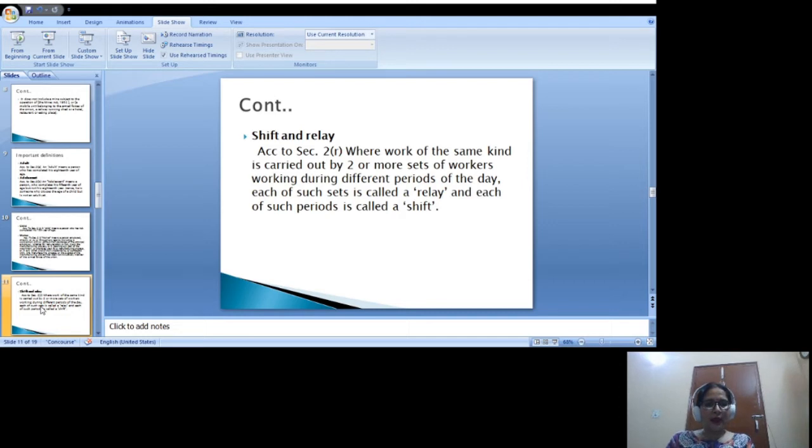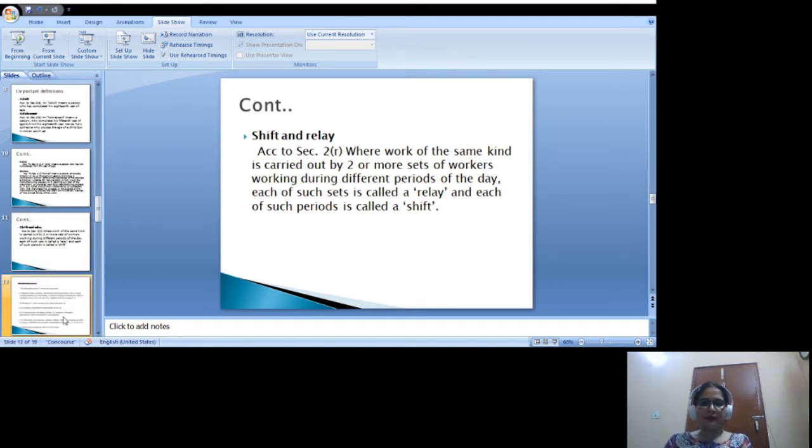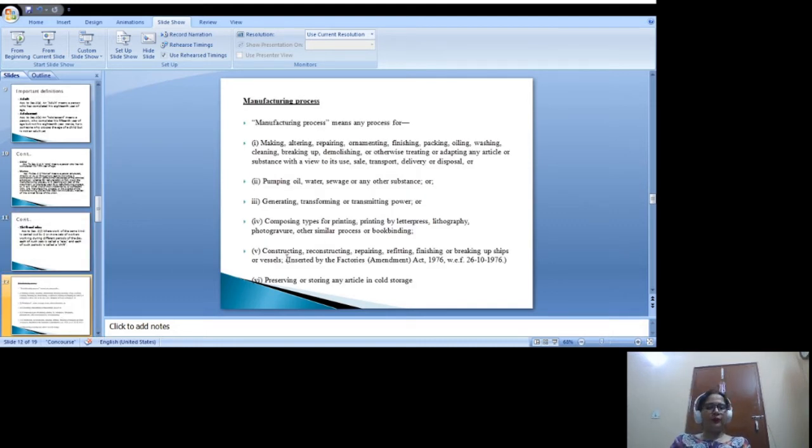So they are working in relay. Each of such set is called a relay, and each of such period is called a shift. They are working in shift and the work is going on in relay. Now, coming to our next definition, that is manufacturing process.